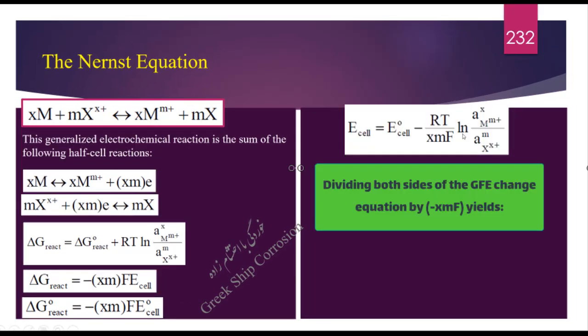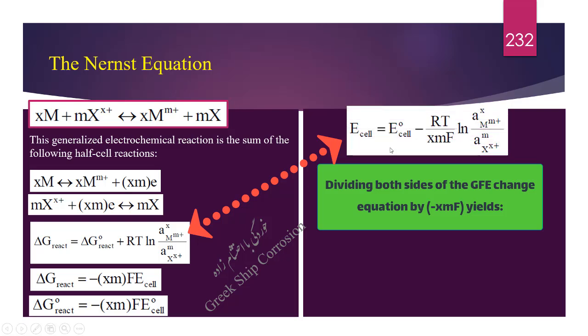Dividing both sides of the Gibbs free energy change equation by negative x m F yields E cell equals E naught cell minus RT over x times m times F ln the activity of M^(n+) to the power of x over the activity of X^(x+) to the power of m.